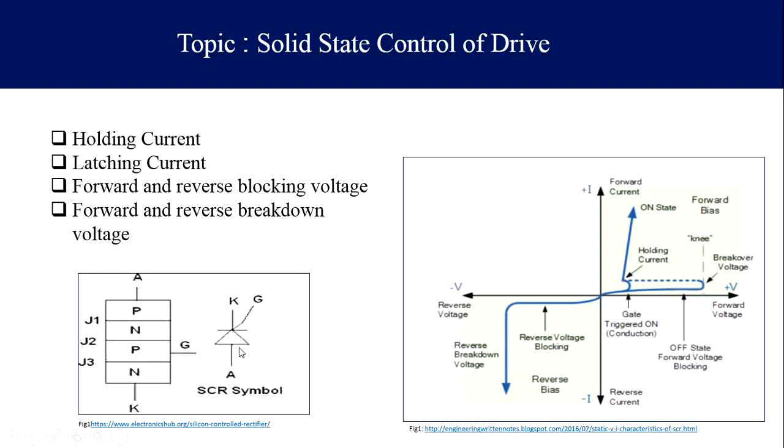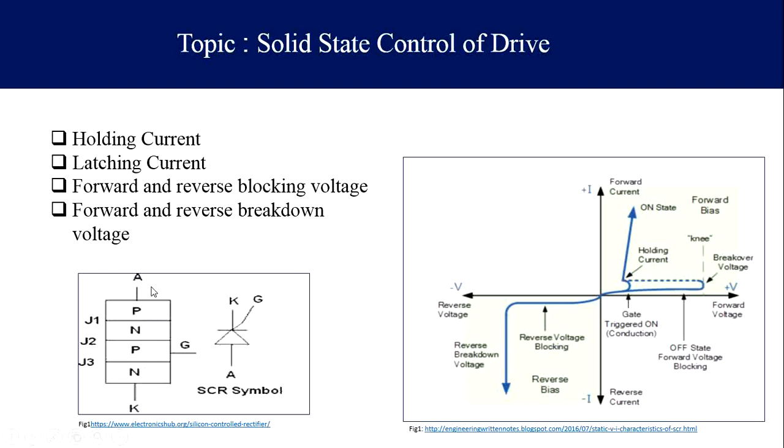Now, how does it actually conduct? First of all, there are 3 conduction modes of my SCR. The first one is reverse blocking mode, then forward blocking mode, and then forward conduction mode. So, what is reverse blocking mode? In reverse blocking mode, what happens? We give negative voltage to my anode and positive voltage to the cathode. So, the current would start flowing from anode to cathode, but what will happen?